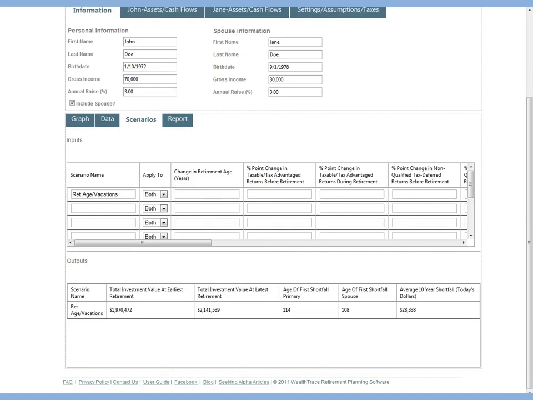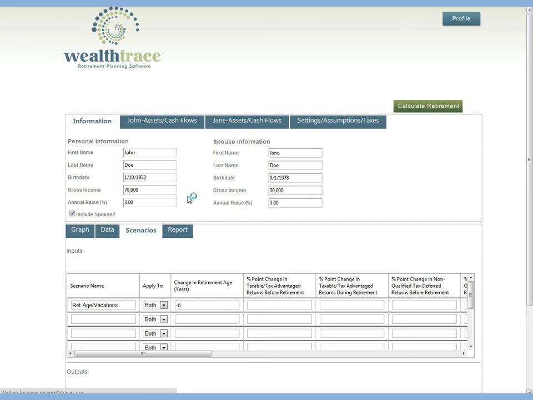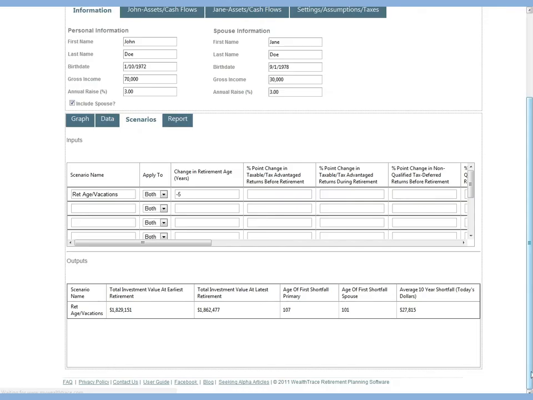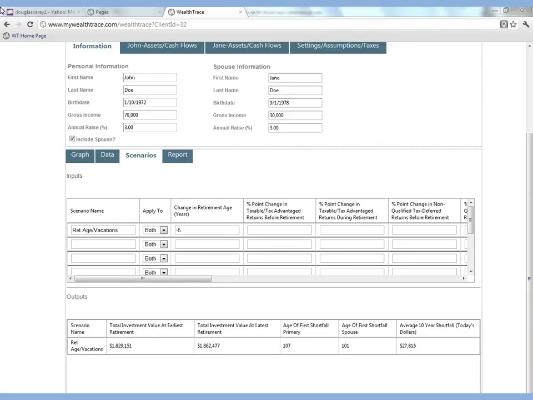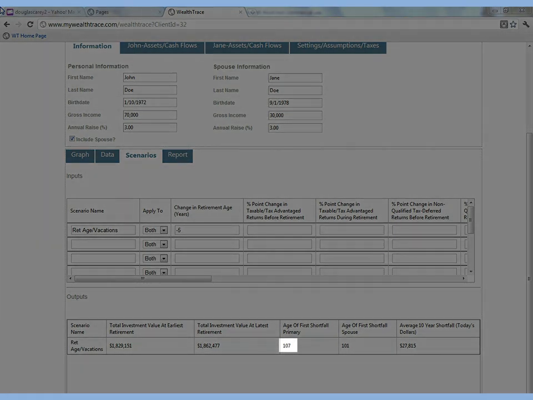Let's start by reducing the age in which they retire. Currently, they are planning to retire at age 65. Let's see what happens if they instead retire at age 60. If they retire when they're 60 instead of age 65, they still won't run out of money until John is 107 years old.